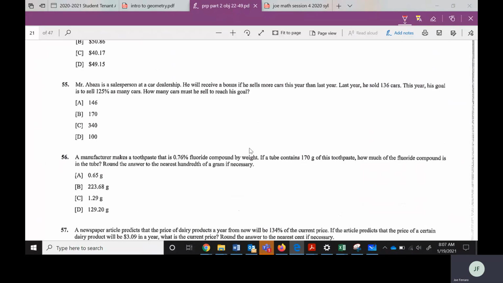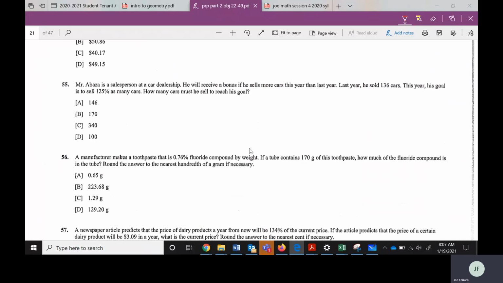A manufacturer makes toothpaste that is 0.76% fluoride. If a tube contains 170 grams of toothpaste total, how much of the fluoride compound is in the tube? Round the answer to the nearest hundredth of a gram if necessary. So again, they give us a percent, so we're not looking for the percent. 0.76% is fluoride. And so that word is connecting there. So that could mean it's the part, but let's make sure we have this.